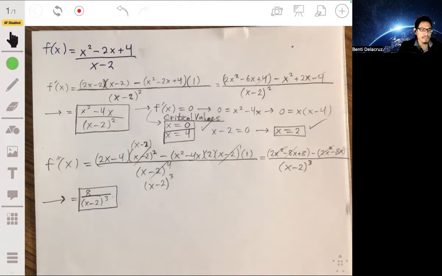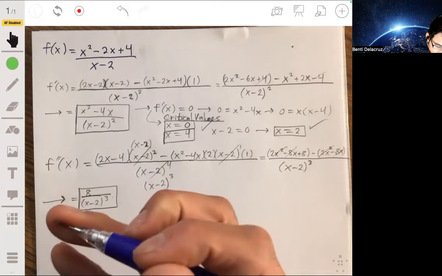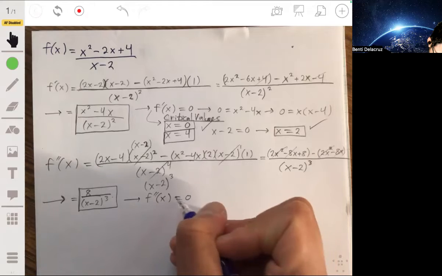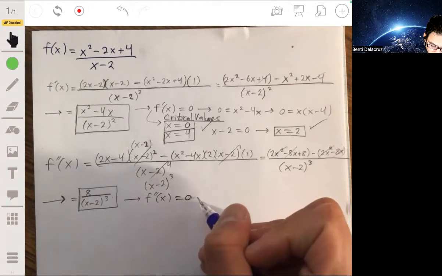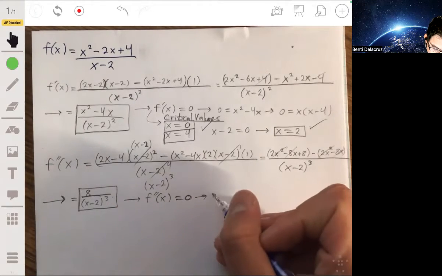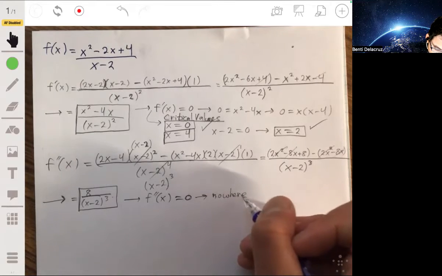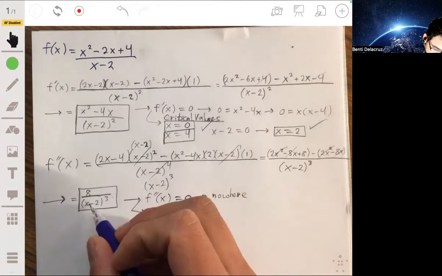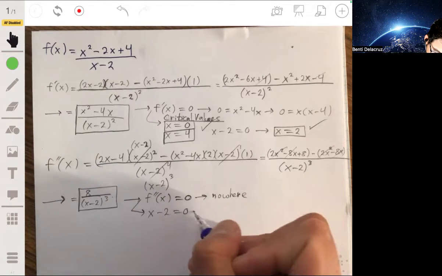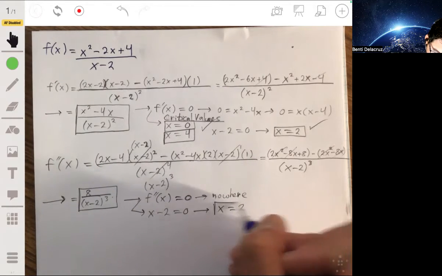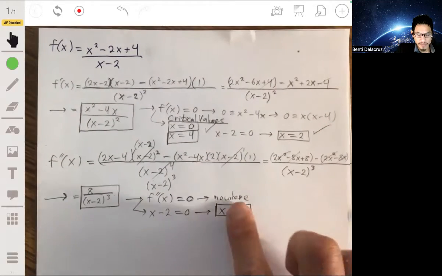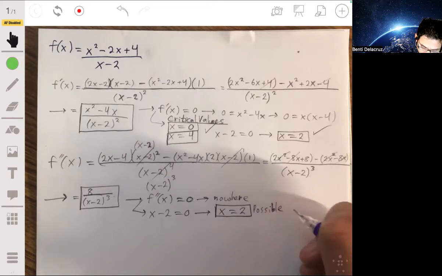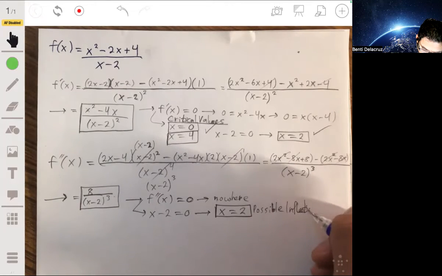Okay, now we find where the second derivative is 0 and where it's undefined. When is the second derivative 0? There's going to be no zeros, because the top has to be 0 and the top is 8, so it's nowhere. We can just say nowhere, no zeros. And also look where it's undefined. So where x minus 2 equals 0, and that'll be when x equals 2. So this will be a possible inflection point.